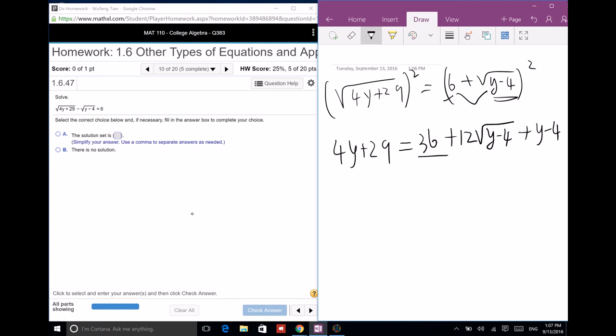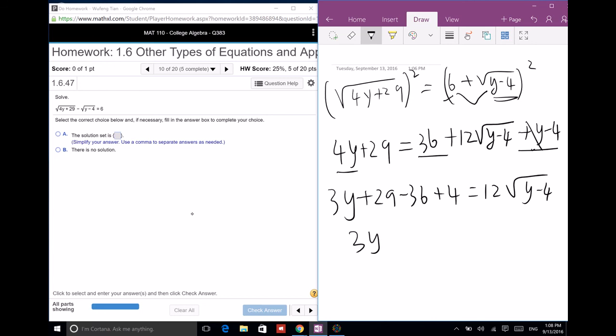Then you have to shift everything to the left hand side and square again. So 4y minus y is 3y. Okay, 29 minus 36 plus 4 equals 12 square root of y minus 4. And this one simplifies to 3y minus 7 plus 4, which is minus 3.